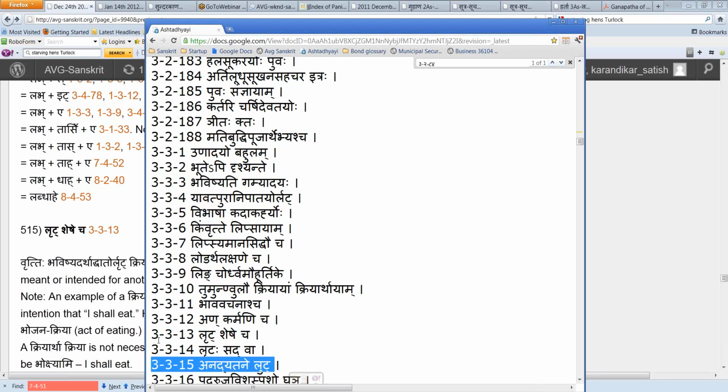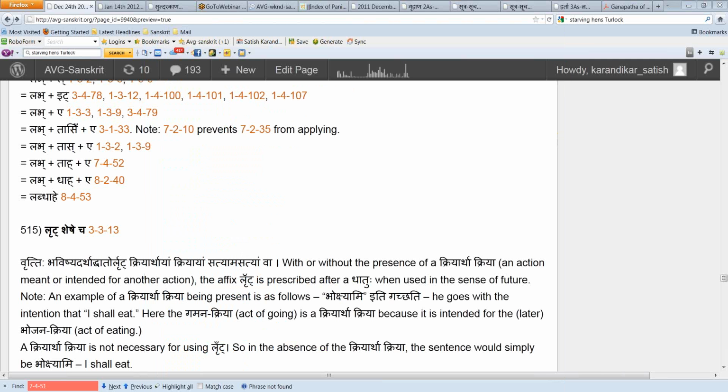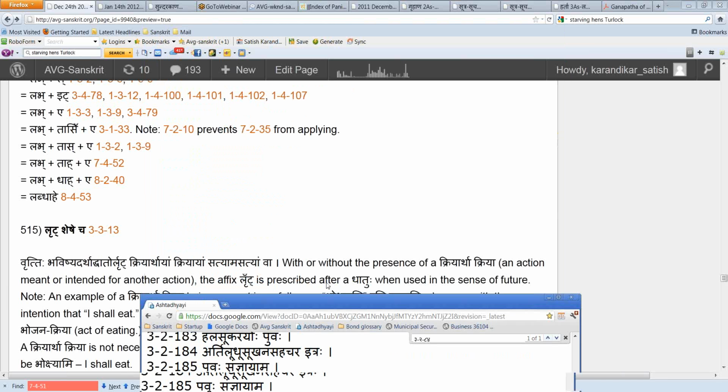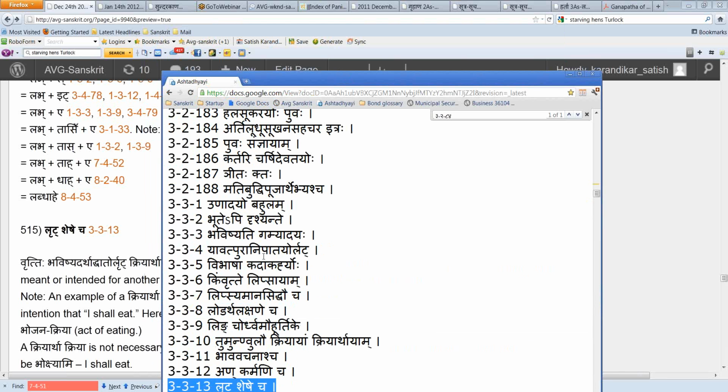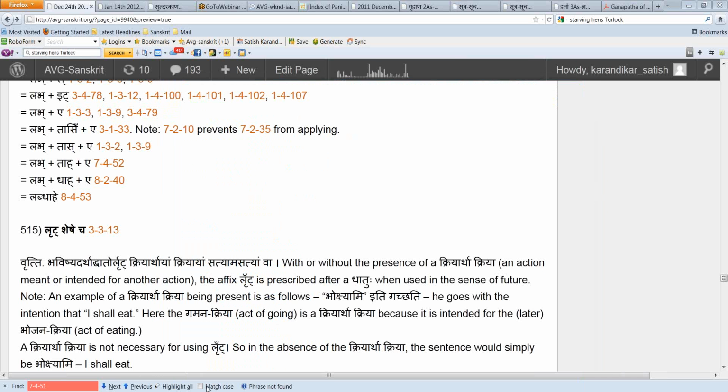Now we're going to look at rut sheshecha. What does this sutram say? Look at the vritti. Always the vritti says that. Of course, the anuvritti of Bhavishyati is coming down, that is, in this section of Bhavishyati. And it says Bhavishyadartha Dhatoho.